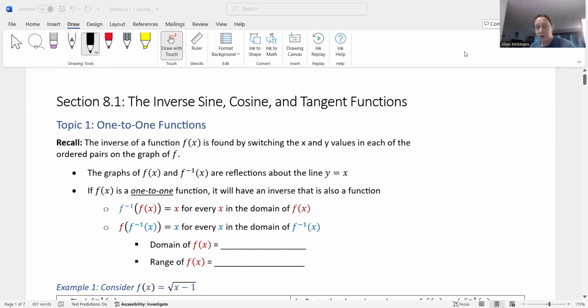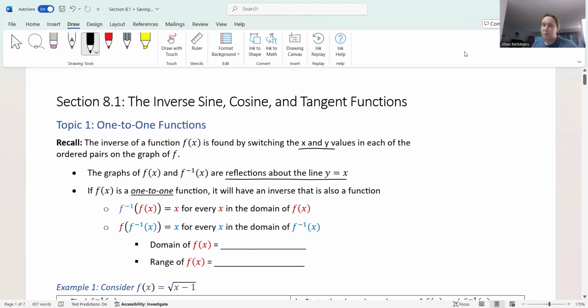So let's review. First of all, the inverse of a function f of x is found by switching the x and y values in each of the ordered pairs on the graph of f. So if you switch the x and y ordered pairs and then plot those, you would get the graph of the inverse. Then the graphs of f of x and f inverse of x are just reflections about the line y equals x.